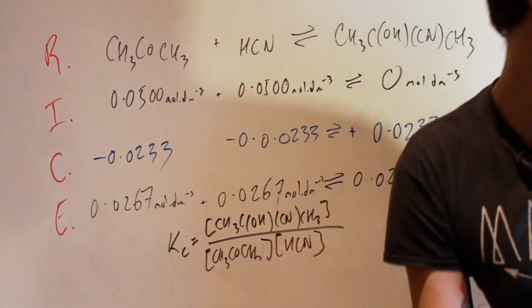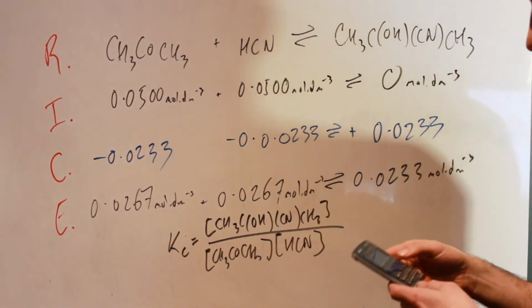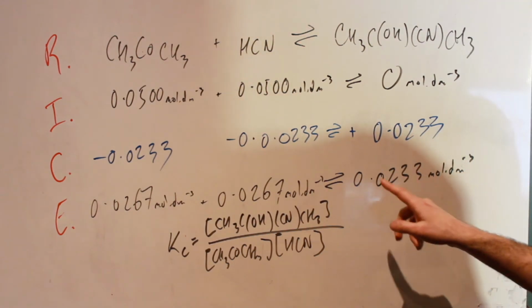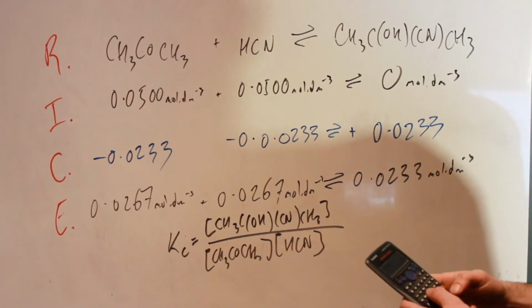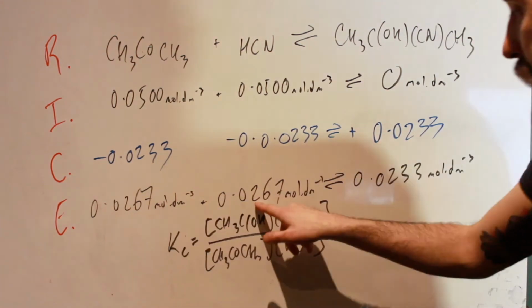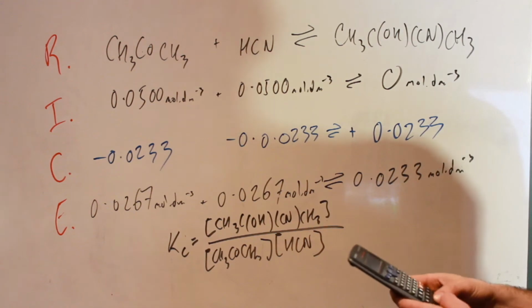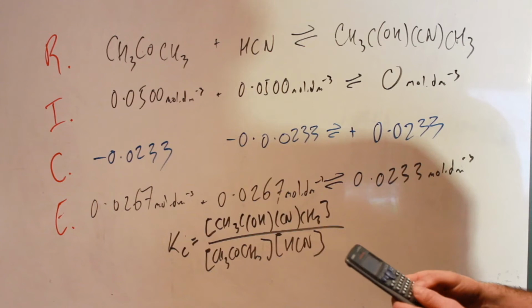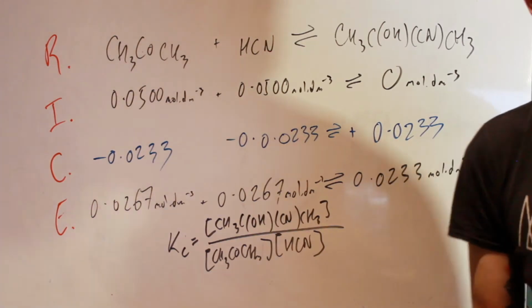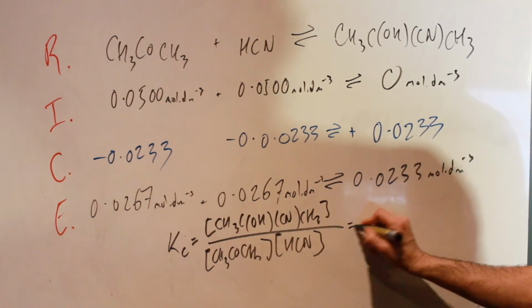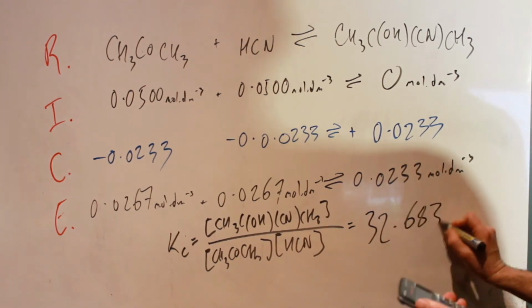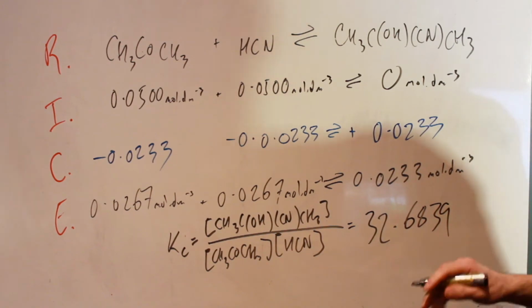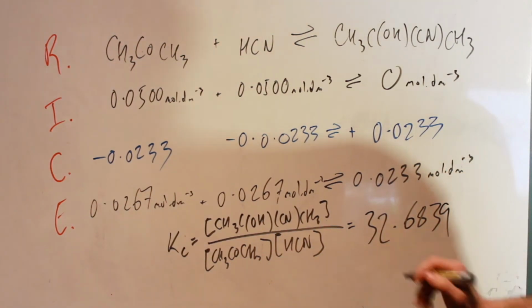I've now got all these numbers here. So I'm going to plug each of those into the calculator. I've got a product concentration of that, so 0.0233 divided by that times that for these two here, 0.0267 times 0.0267. That's going to give me a value of 32.68339. All right, we'll deal with significant figures and we'll also deal with units.